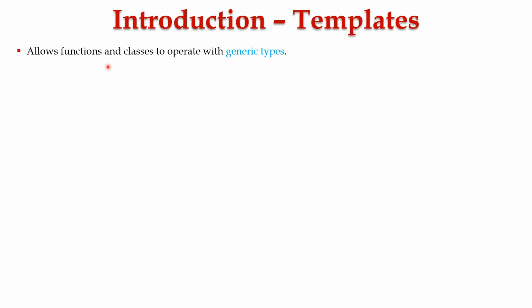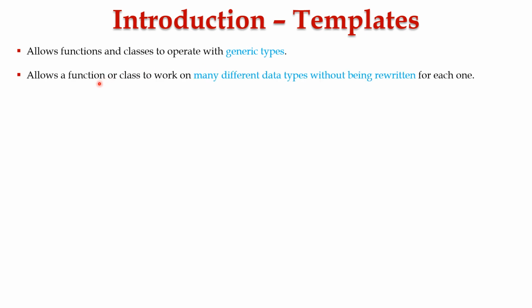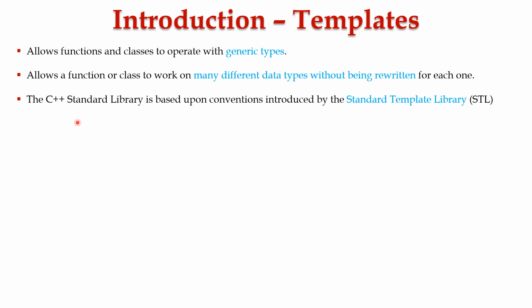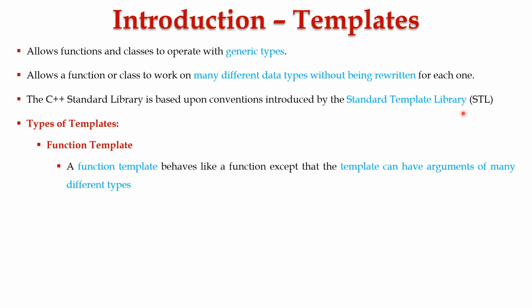Templates allow functions and classes to operate with generic types. So it also allows functions or classes to work on many different data types without being rewritten for each one. The C++ standard library is mainly based on the Standard Template Library, that is STL.